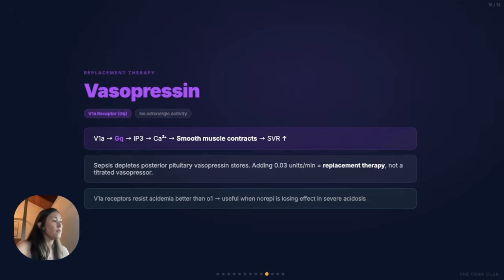So when you add vasopressin at 0.03 units per minute in septic shock, you're not adding a vasopressor necessarily. Well, you are, but you know what I mean. You're replacing a hormone that the body ran out of.